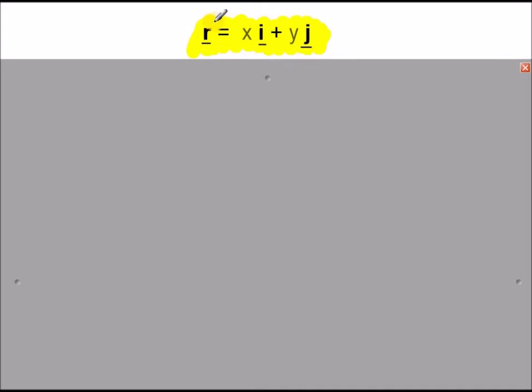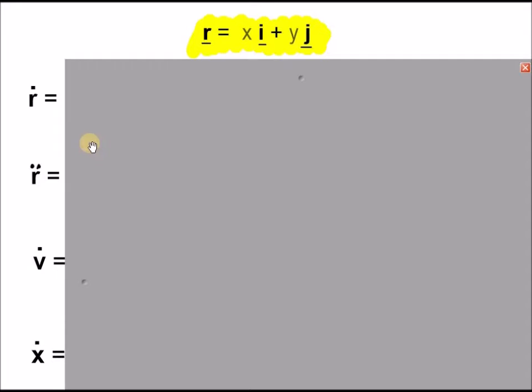So the position vector r for a particle is equal to xi plus yj. Now when we're differentiating, we can use this shorthand notation. So r dot, that's a vector, r double dot, again that's a vector, v dot, x dot. What do these dots and double dots actually mean?